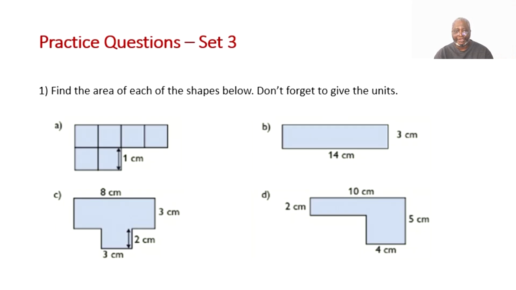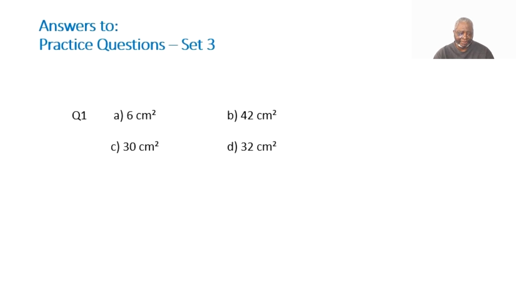Okay, so get your pens, get your pencils, get your ruler, get your piece of paper, and don't hesitate to draw it out. If you get a book with a grid line, that would be even better, because you can easily scale them. And that is your answer. A, 6 centimeters squared. B, 42 centimeters squared. C, 30 centimeters squared. And D, 32 centimeters squared.